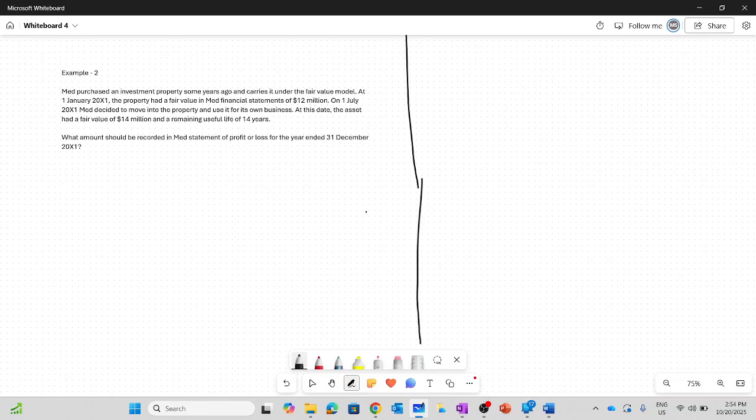Now, at this date, the 1st of July, the 30th of June, the asset had a fair value of 14 million and a remaining useful life of 14 years. Simple. Now let's solve the question. Let's look at the period first. We are talking about the investment property first. Investment property.